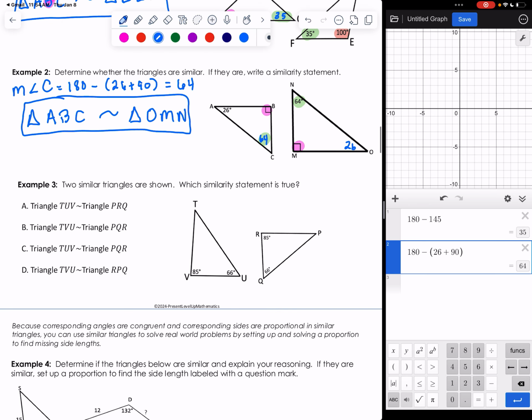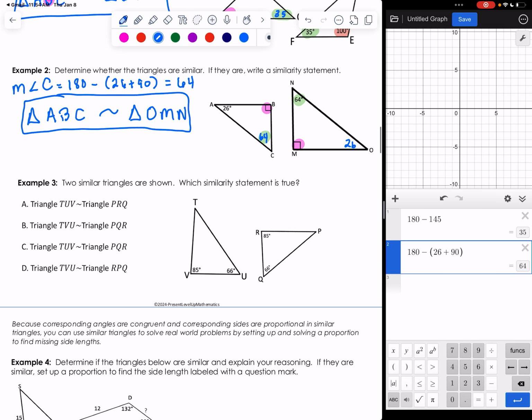Right. Example 3. Two similar triangles are shown. Which similarity statement is true? Pause the video and try this problem on your own. All right, welcome back. Hopefully you chose letter C. Triangle TUV is similar to triangle PQR.